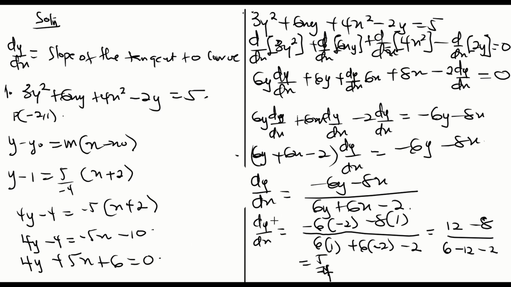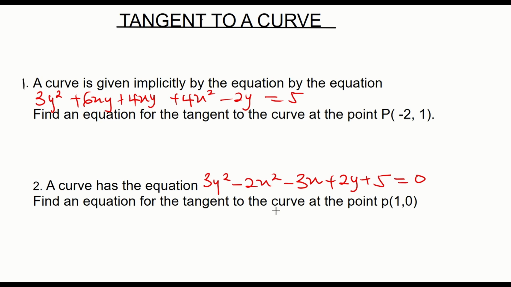Alright, so let's now proceed to solve the second question. It says that a curve has the equation 3y squared minus 2x squared minus 3x plus 2y plus 5 equals 0. Then we are being given this point. So let's now put our equation on this page. This is question 2.